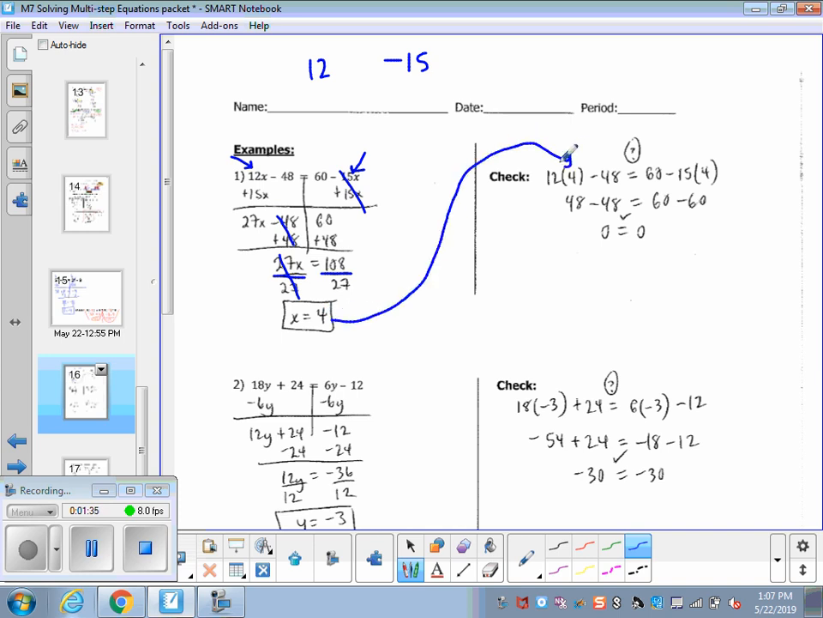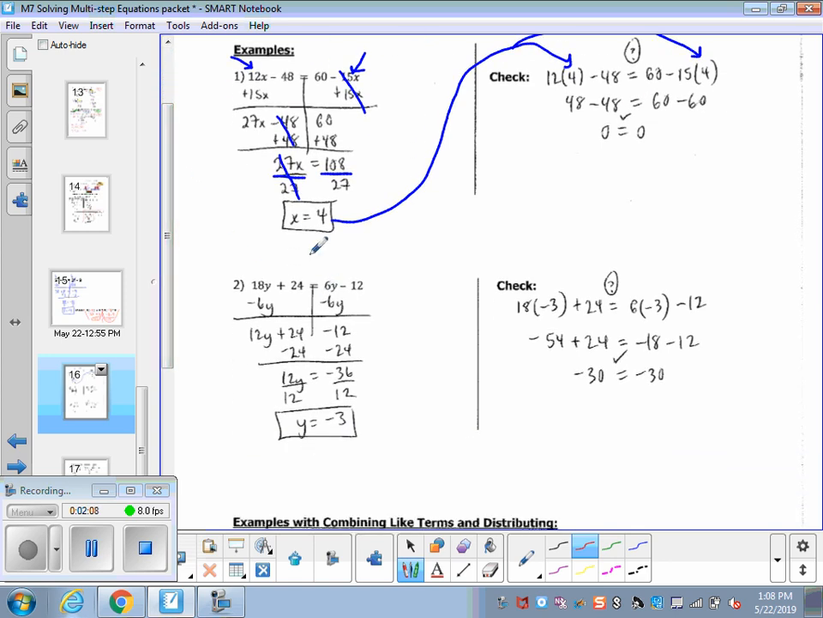What we're going to do is plug it in on this side and over here on this side, and we can pretty much just simplify using PEMDAS. We don't know what number to expect when we check, but we just know that whatever we get on one side should equal the other side, and that's how we know we're right. So if I plug in a 4 over here, 12 times 4 is 48, minus 48 would be 0. Now on this side, if I plug in a 4, 15 times 4 is 60, and 60 minus 60 would be 0. So since I got the same number on both sides, I know that we are right.